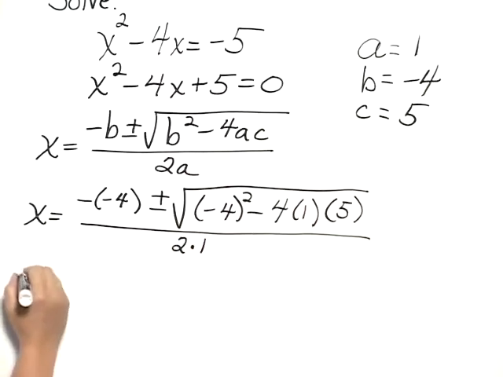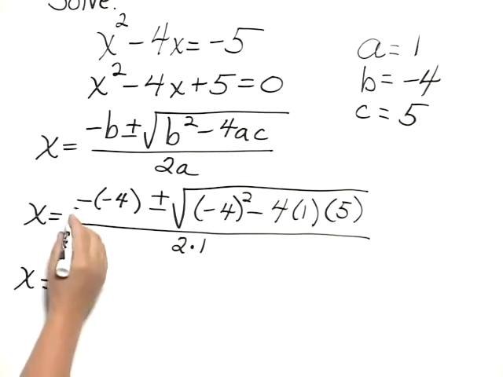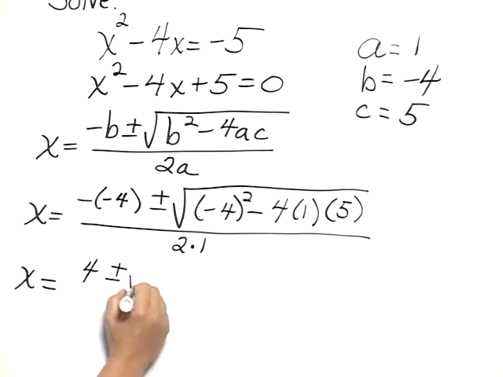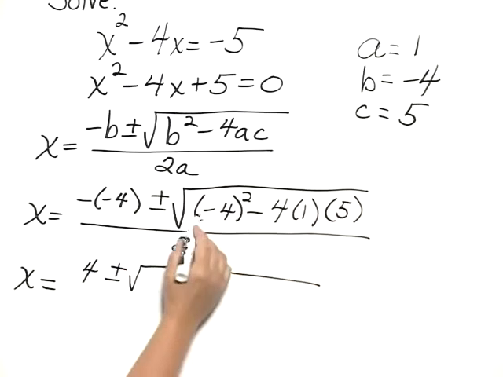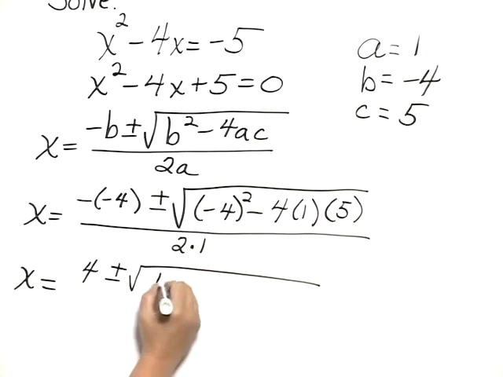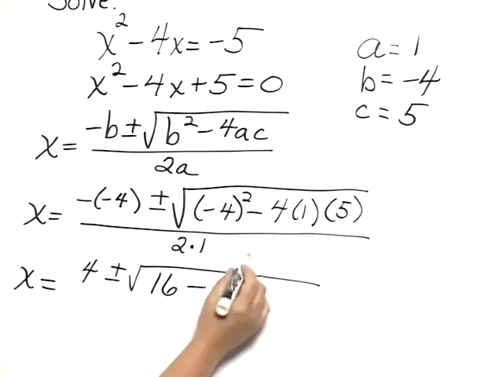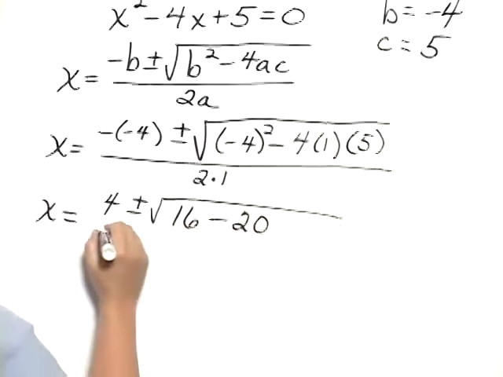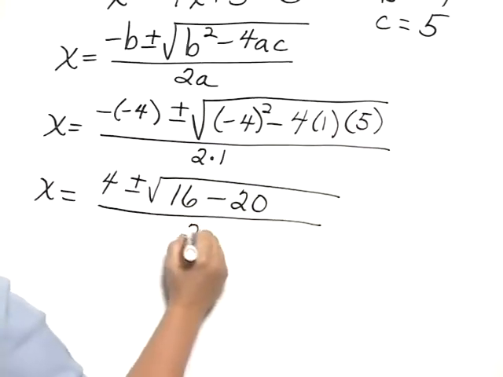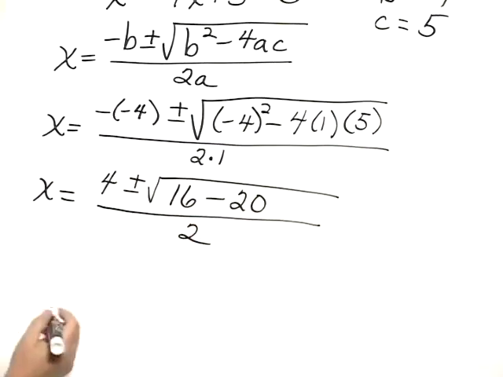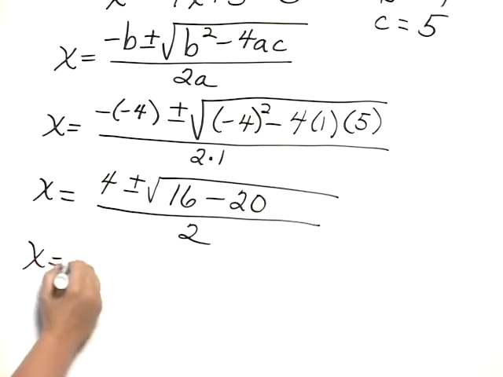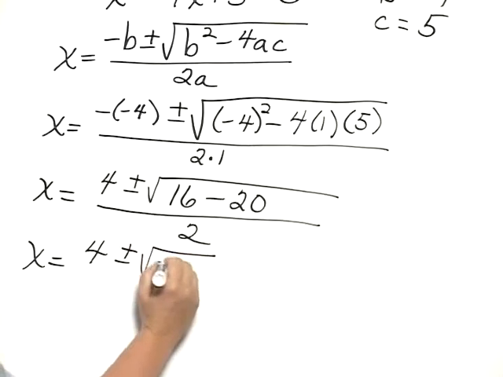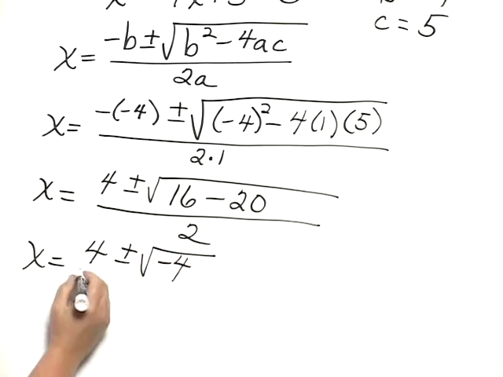Having done the substitution, let's simplify. The opposite of negative 4 is 4, plus or minus the square root of negative 4 squared would be 16, minus 4 times 1 times 5 is 20, and all of that is over 2. Simplifying one more step, we have 4 plus or minus the square root of 16 minus 20, all over 2.